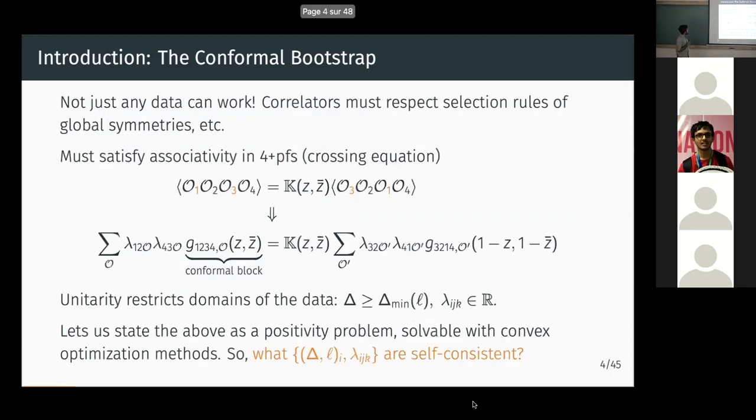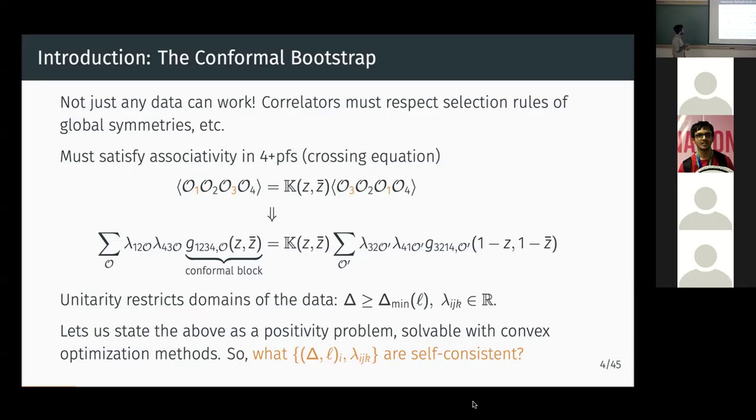You can't just pick any old bag of numbers for the CFT data. The CFT data must respect all of the consistency conditions of the correlators. For example, it must respect all symmetries and selection rules, and satisfy all global symmetries. Most notably for us here, it must satisfy a certain kind of associativity condition on four-point functions and higher.